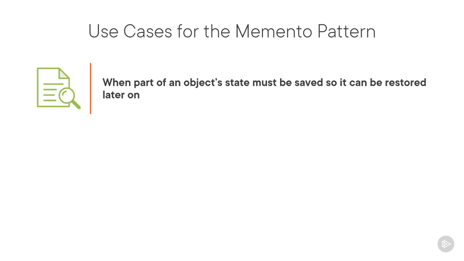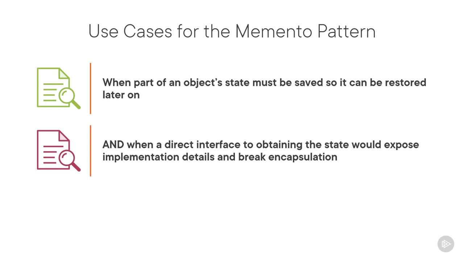There's just one main use case for this pattern, consisting of two parts. Use it when an object's state, or part of it, must be saved so that it can be restored to that state later, and a direct interface to obtaining the state would expose implementation details and break the object's encapsulation. We had such a use case. We avoid exposing implementation details of our command through a memento, or at least we avoided changing the internal values.